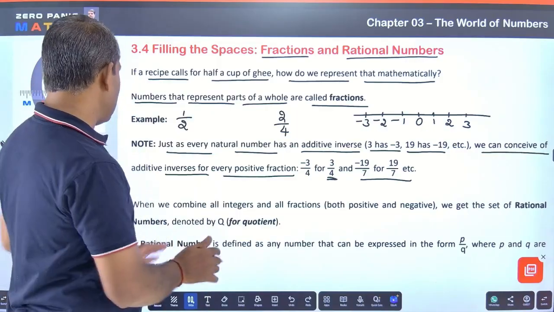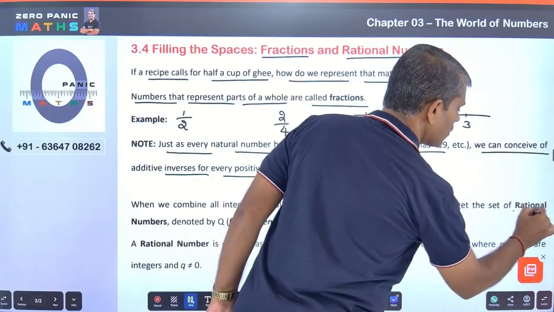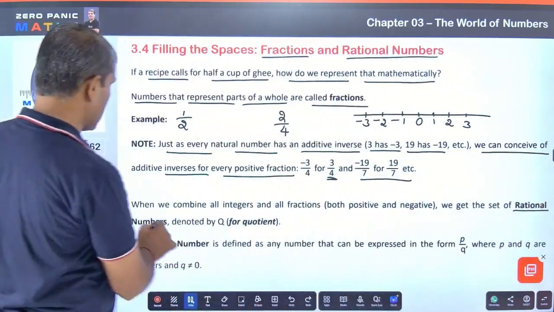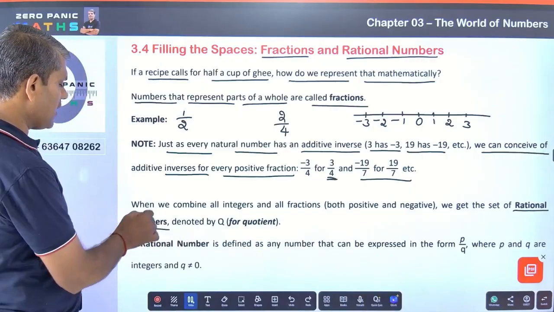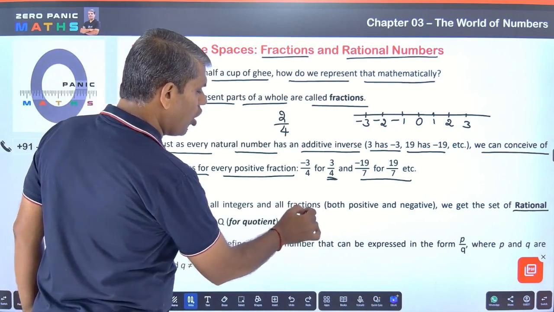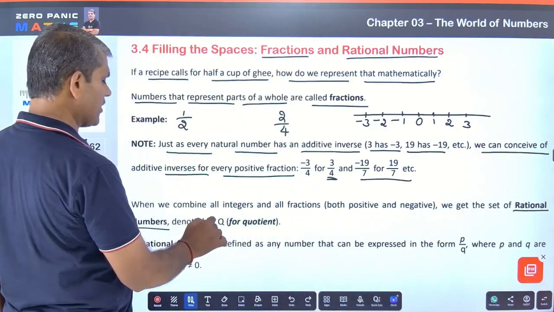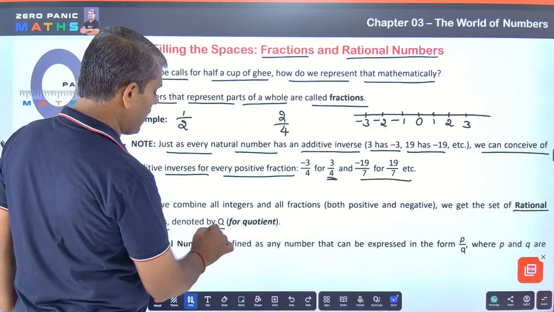Okay, and now you need to actually concentrate on the definition of what a rational number is. Simply, when we combine all the integers and all the fractions, both positive and negative, we get a set of rational numbers, and that is denoted by Q.